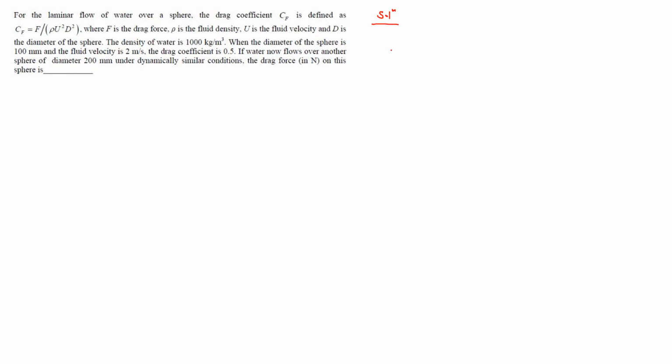I'll just write down whatever is given to us. So CF is given as 0.5. That's the drag coefficient. Density is 10 raised to the power 3 since it is water. Now D1 is 100 mm.